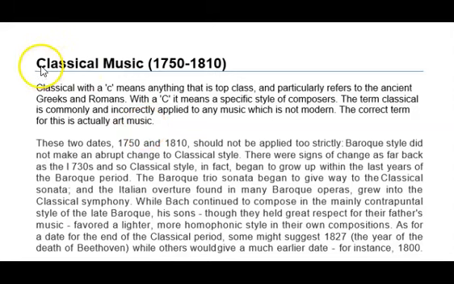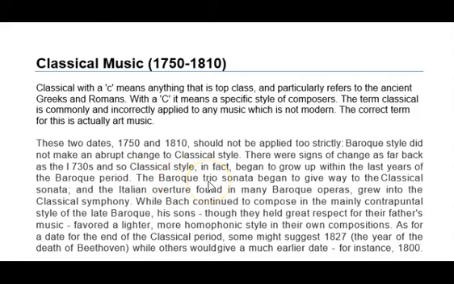So classical with a capital C refers to this time. So make use of the capital C when you refer to the classical music of this time. These two dates, 1750 and 1810, should not be applied too strictly. Baroque style did not make an abrupt change to classical style. There were signs of change as far back as the 1730s. And so classical style, in fact, began to grow up within the last few years of the Baroque era.